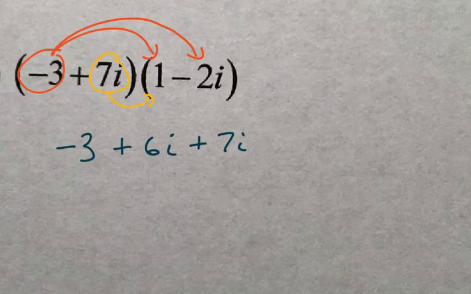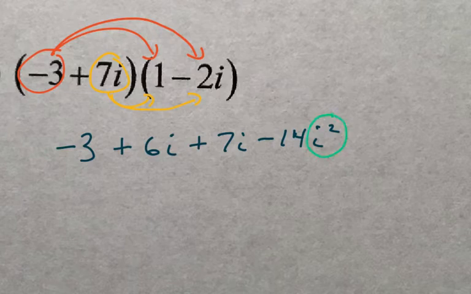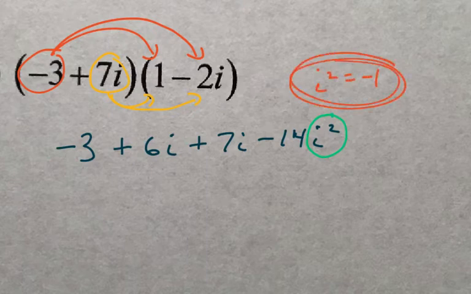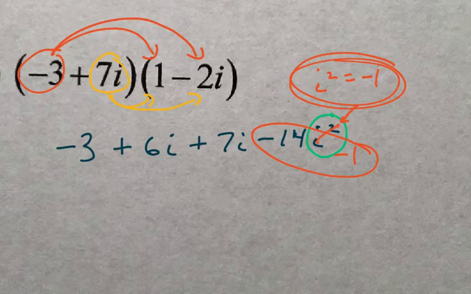Okay. And finally, 7i times negative 2i is going to be a minus 14i squared. Wait a minute. What do you remember about i squared? i squared equals negative 1, right? Don't forget, i squared is always negative 1. So let's put a negative 1 right in there. And as you can see, negative 14 times negative 1 is a positive 14.